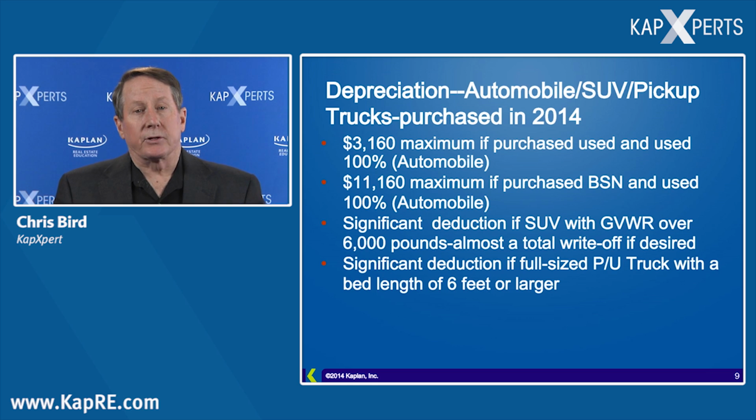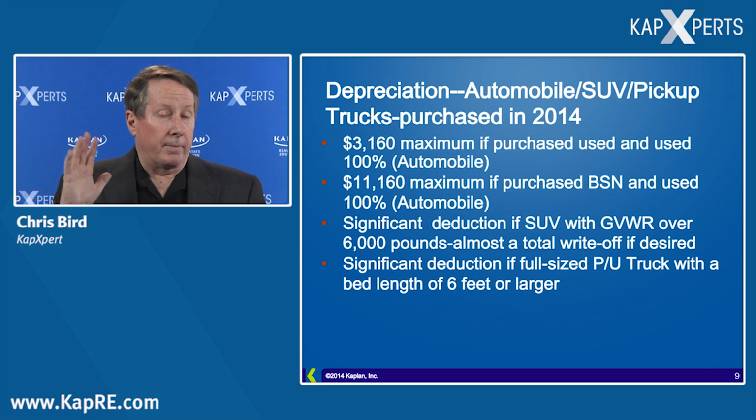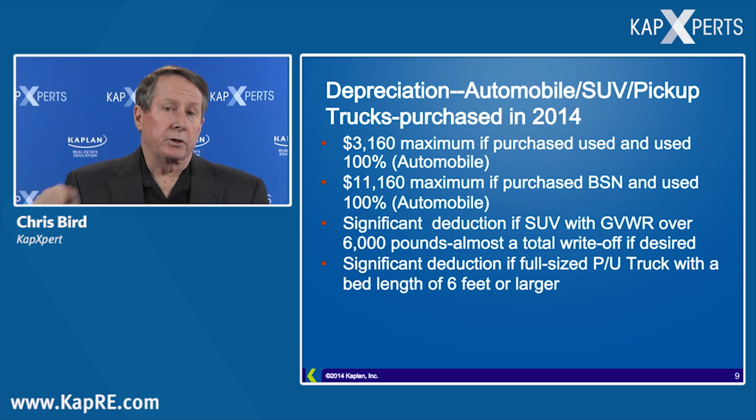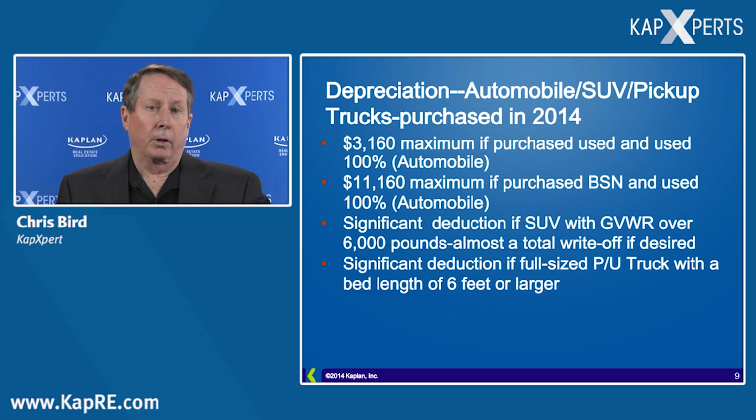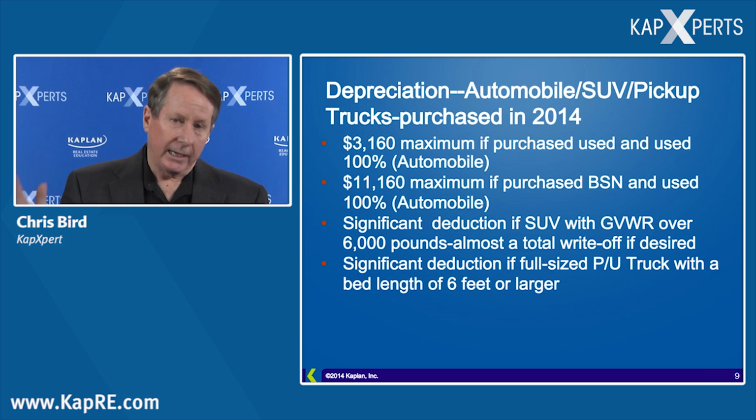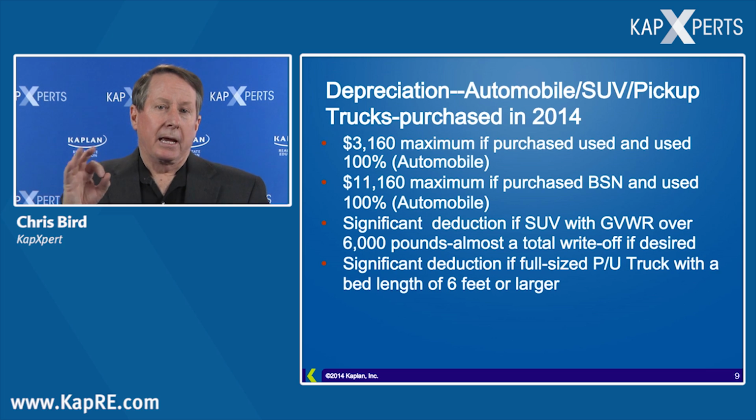So the point is, cars are $31,660 if purchased used and $11,160 if purchased new. And remember, you're not claiming the standard mileage rate on this vehicle. And also remember that in addition to these numbers, you're also able to claim the applicable percentage of your gas, oil, operating expenses, insurance, interest on the loan, etc. But then take a look at the next point on the slide.